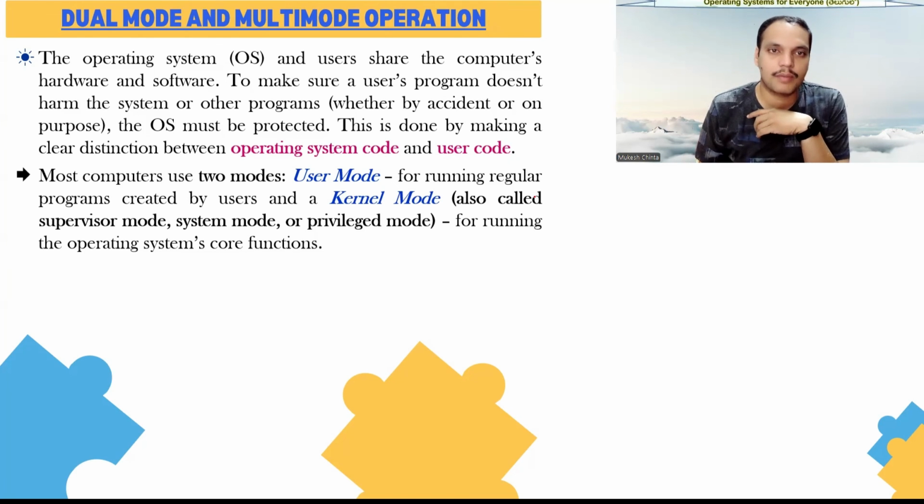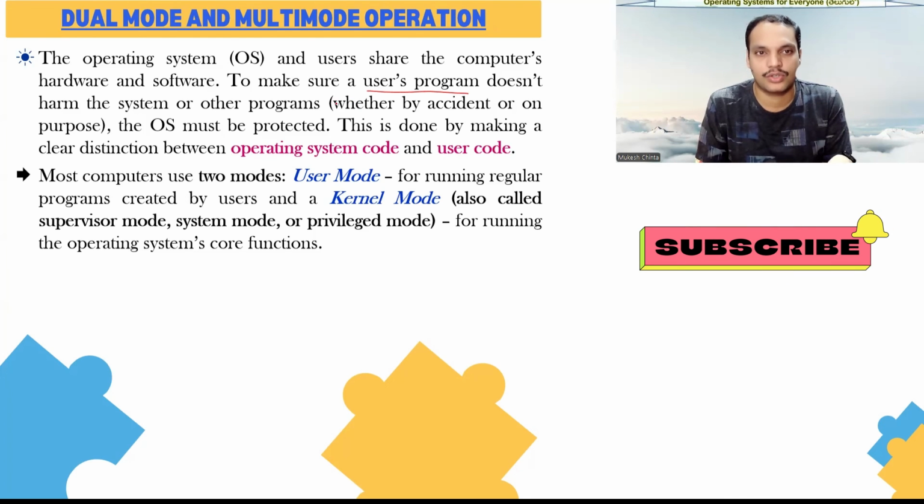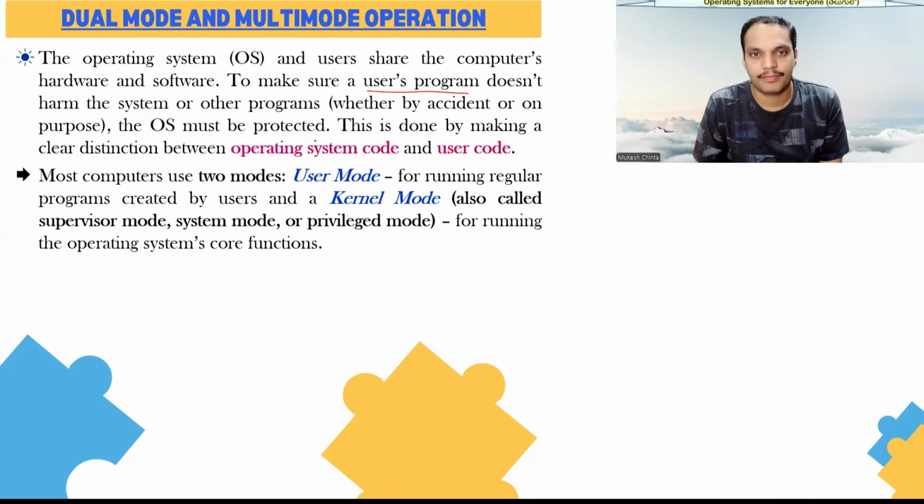So the operating system and the users share the computer's hardware and software, and we must make sure a user's program does not harm the system or other programs, whether accidentally or on purpose. The OS must be protected. This is done by making a clear distinction between operating system code and user code. By maintaining this clear distinction, we can protect the operating system address space from users.